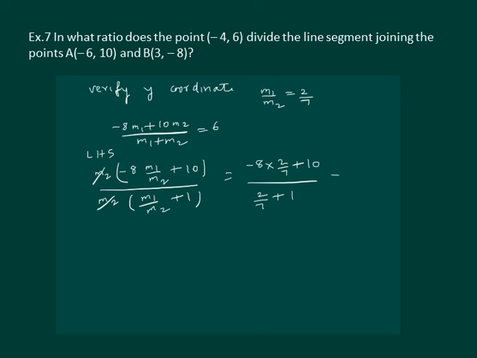We can solve this further and we will find that we get a value equal to the right hand side, that is 6, implying that m1 by m2 equal to 2 by 7 satisfies the y coordinate also, and hence the point P, which is (-4, 6), divides the line joining points A and B in the ratio 2 is to 7.